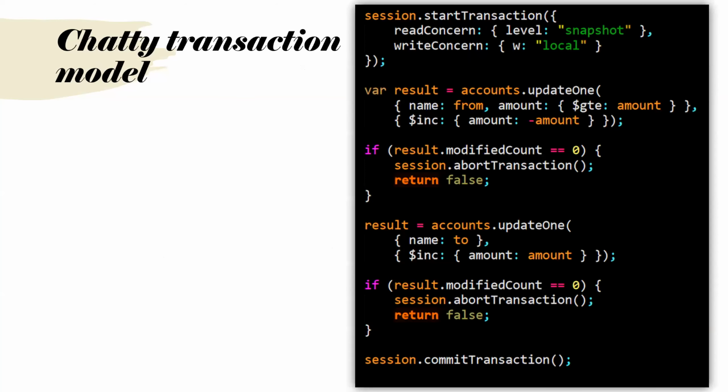Now, here is some code. I want you to tell me, how many times do you think we are going to have to go to the database in this code? This is us doing a transaction to update an account using Mongo.